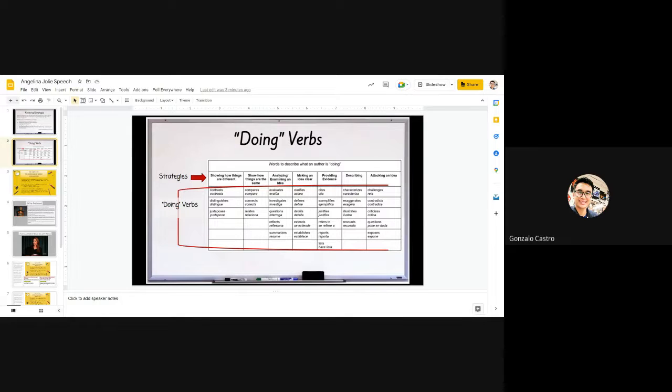So looking at the verbs under the describing column, we see characterizes, exaggerates. She's not really exaggerating anything. So be very careful about selecting your verb. You could be looking at the right strategy, but you also want to select the right verb.